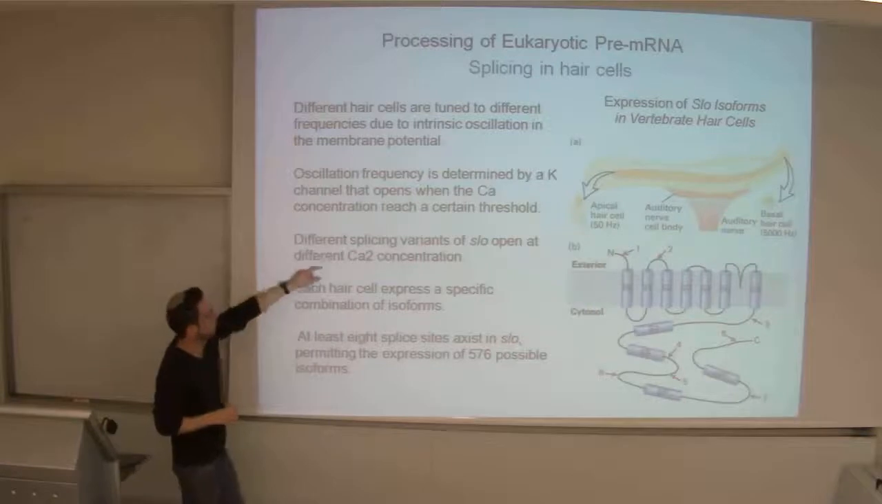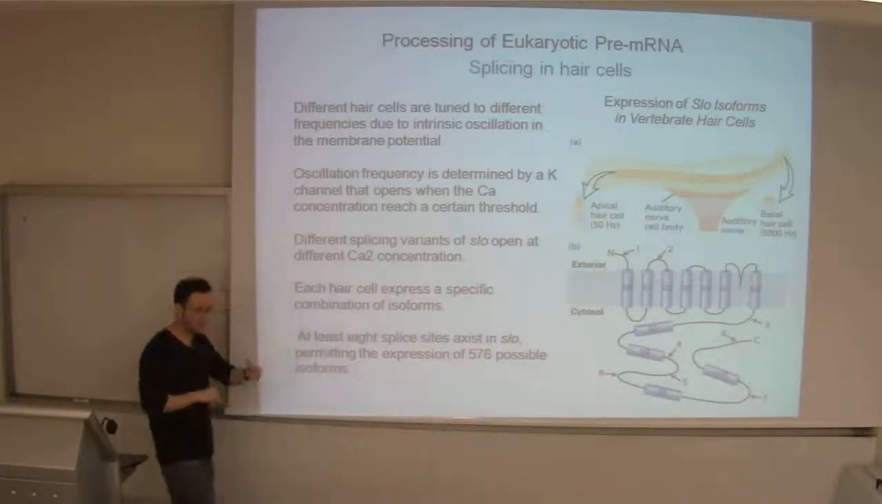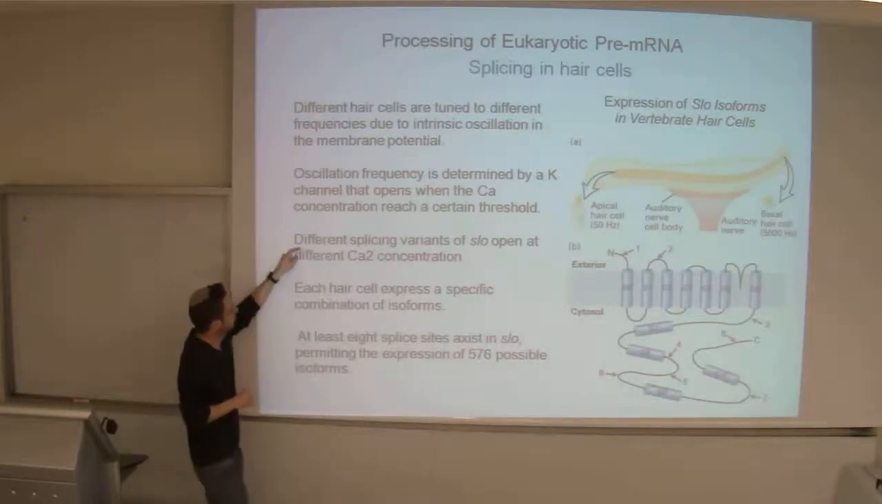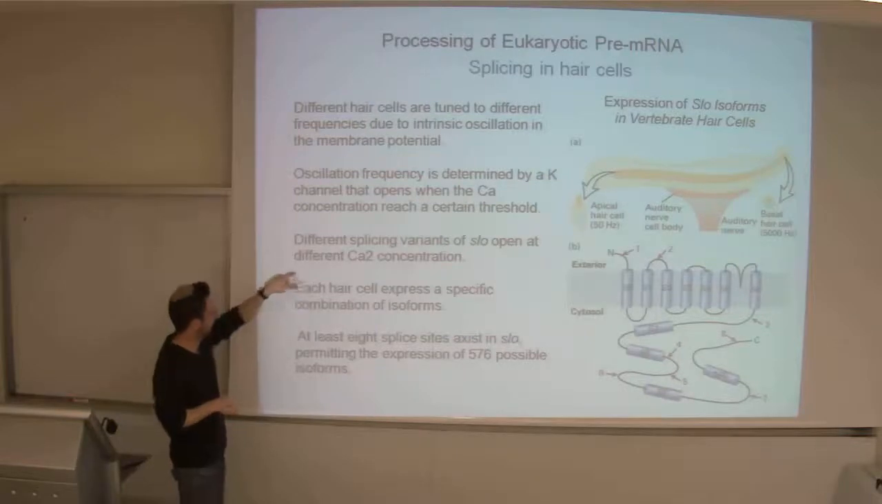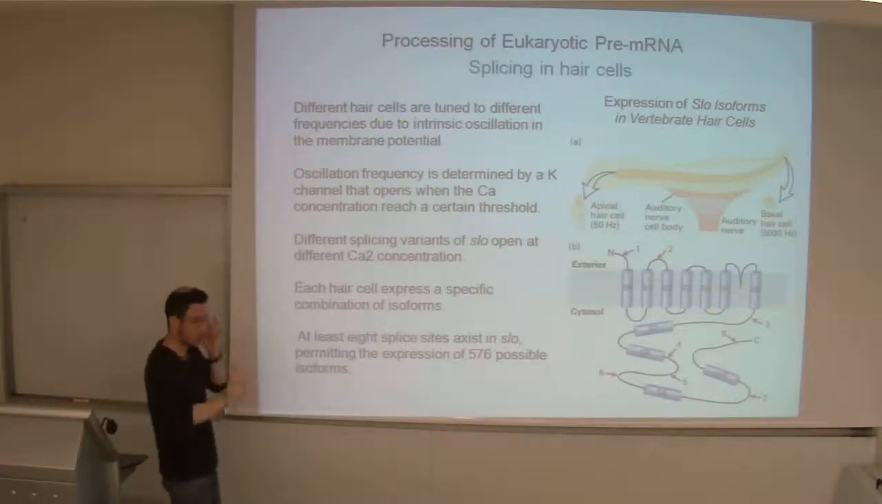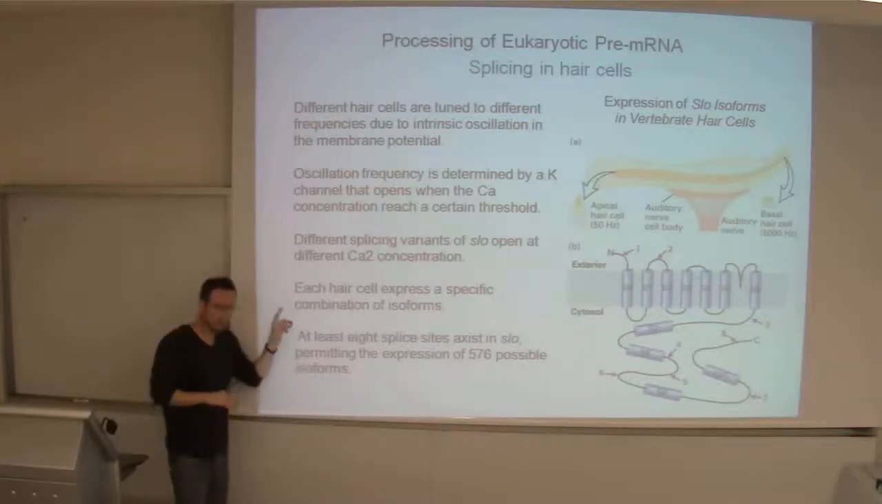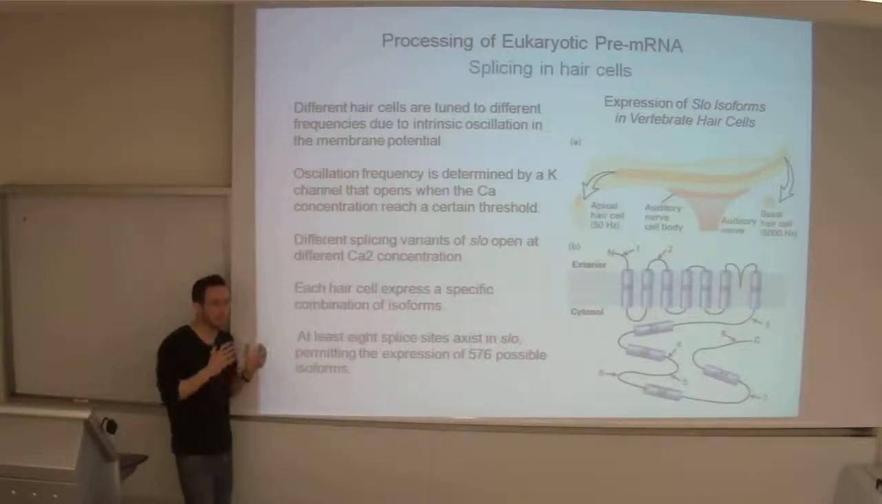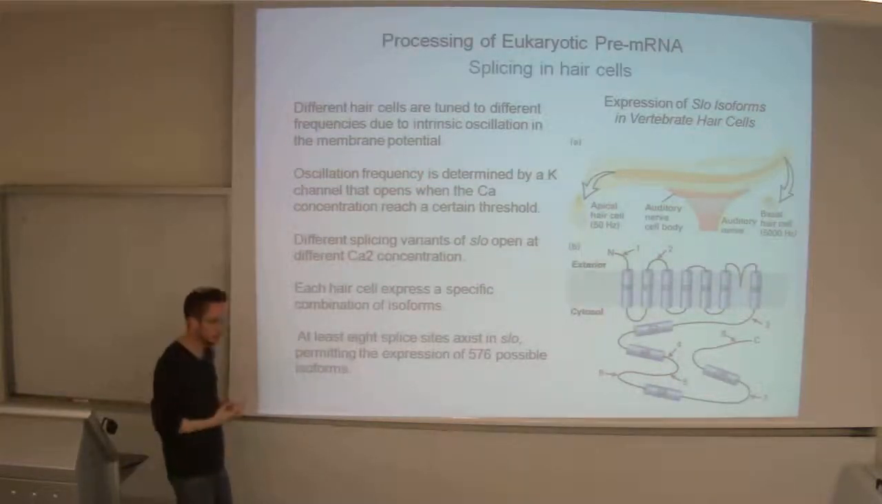And Slo is the potassium channel that I've just mentioned. This is the gene that codes for this channel. And we know that there are different splicing variants of this gene, and each of them is open at different calcium concentrations. Okay, so you see where we're going, I think, already. Each hair cell expresses a specific combination of isoforms of Slo, and hence will intrinsically oscillate at different frequencies. The frequency at which it intrinsically oscillates determines its sensitivity to the outside sound waves.